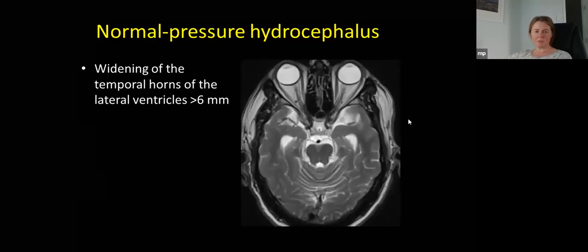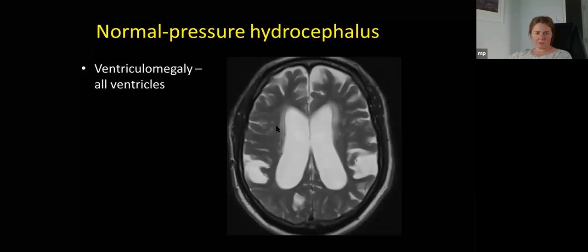So what do we see on imaging? So there are several features which we can assess. Temporal horns. Again, even for atrophy, these temporal horns look enlarged, and I think measurements can be a bit tricky. They say it's greater than 6 millimeters, but I personally don't tend to actually measure the temporal horns.